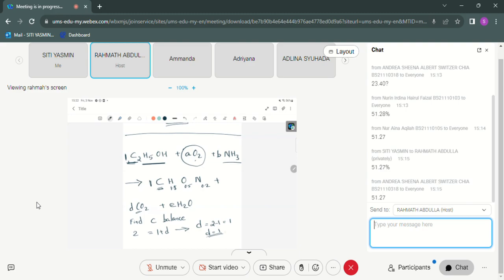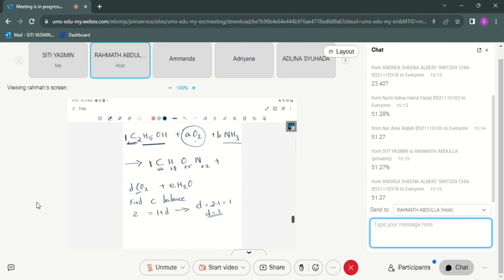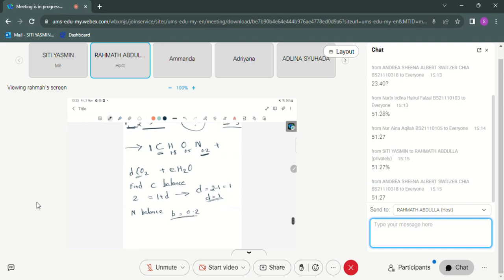Now your next step is to find the nitrogen balance. Nitrogen, you can see, over here we have B, and on the right hand side you can find 0.2. So B equals 0.2, and that is the value of B. Now your next step is to find the hydrogen balance.